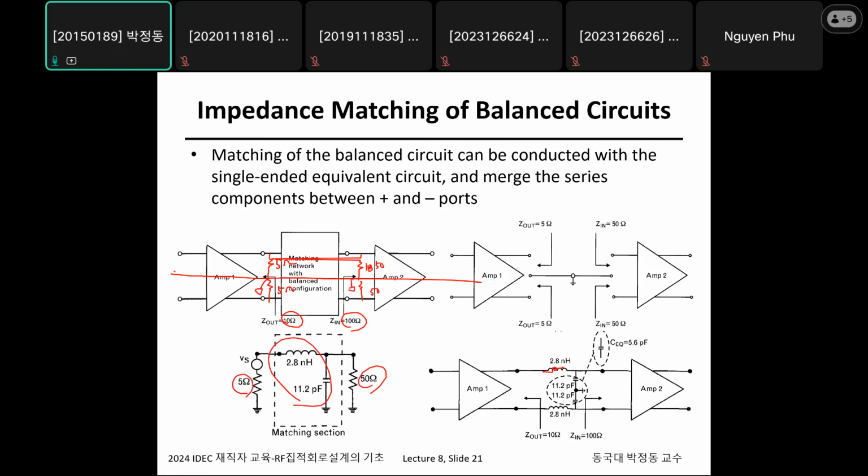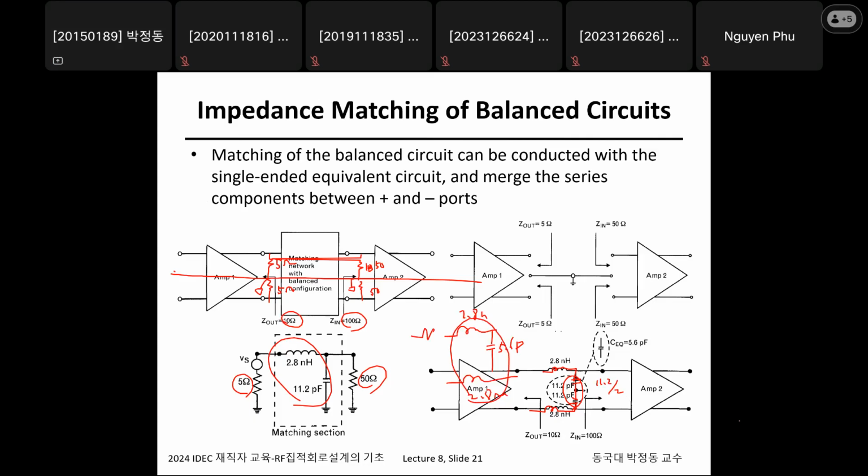L matching network like this, which is a reflected form, which is exactly the same. Then we just add this up. This is in series, so this becomes this. Eventually we design it this way: 2.8 nano, 5.6 pico, and 2.8 nano. The balanced matching is done. Very simple, right?